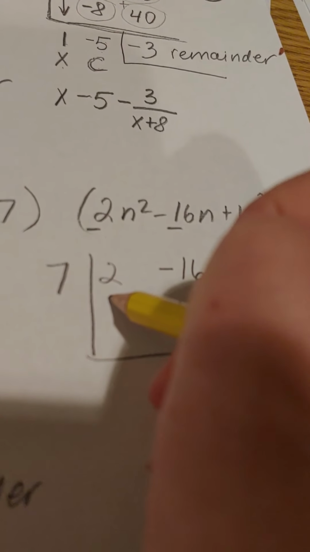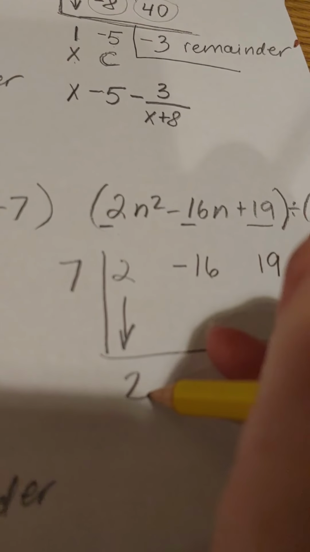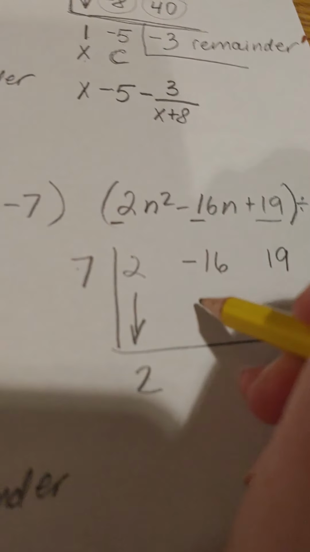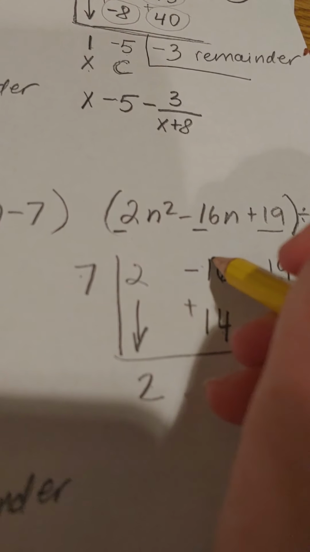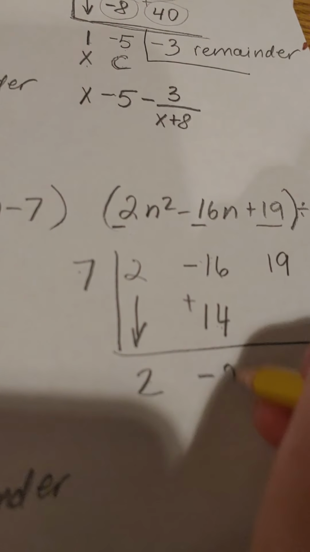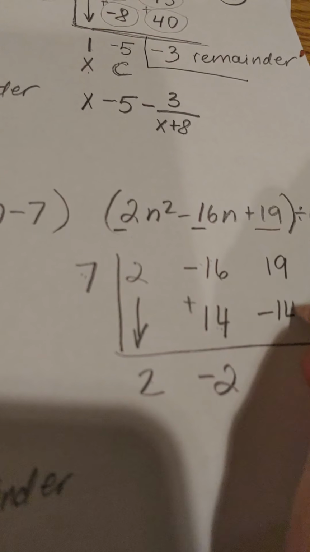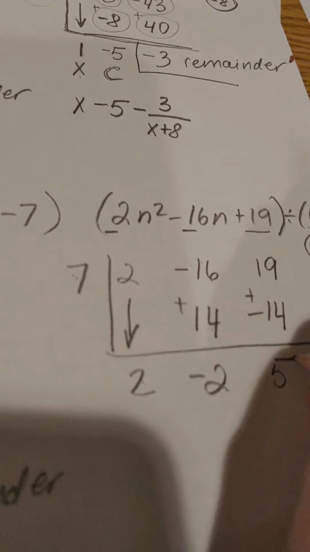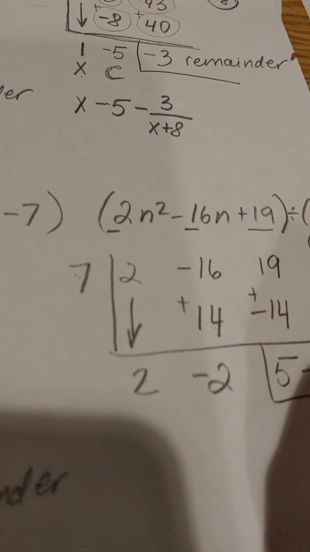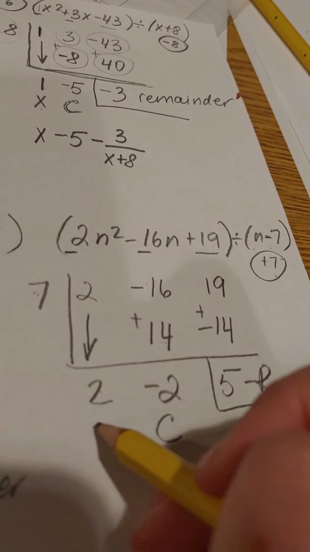Now, following the steps I mentioned a little earlier, 2 goes down. 2 times 7 is 14. 14 goes here. We're adding these together. Negative 16 plus 14 is negative 2. Negative 2 times 7 is negative 14. 19 plus negative 14 is positive 5. 5 is my remainder. Negative 2 is my constant.